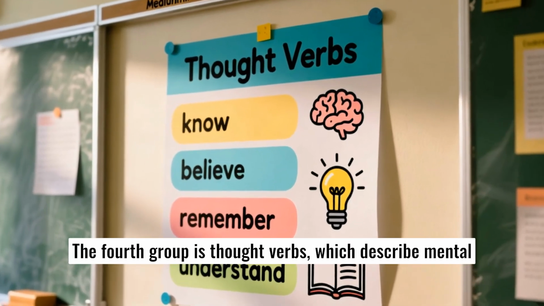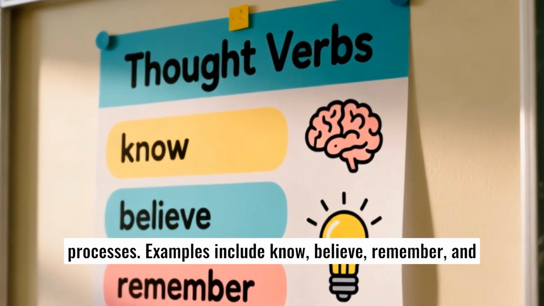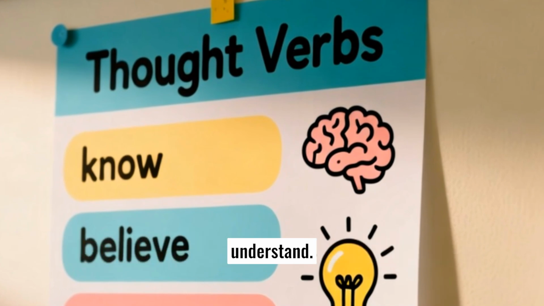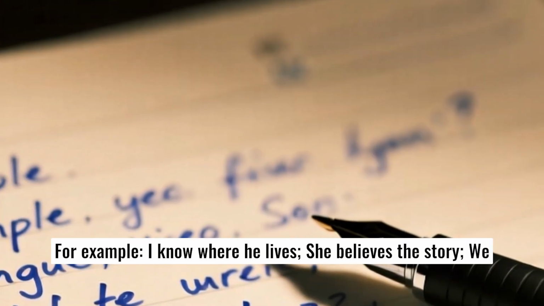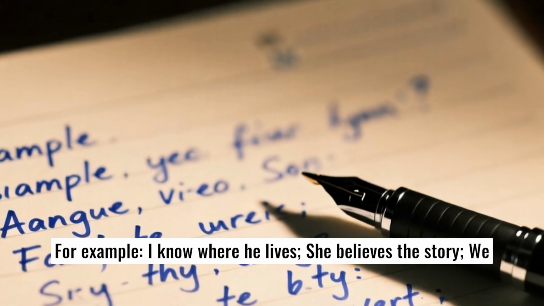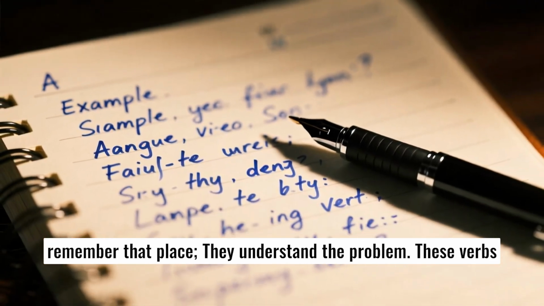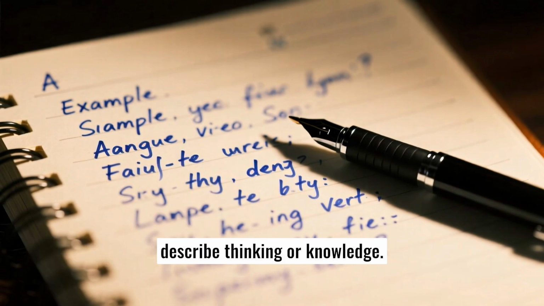The fourth group is thought verbs, which describe mental processes. Examples include know, believe, remember, and understand. For example, I know where he lives, she believes the story, we remember that place, they understand the problem. These verbs describe thinking or knowledge.